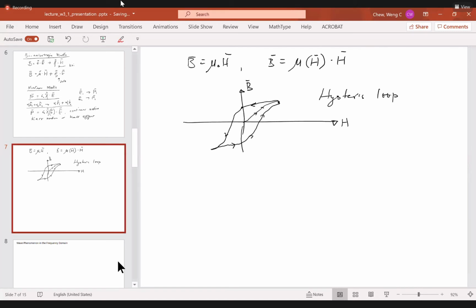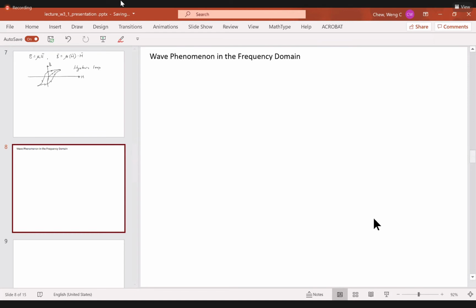Well, if no questions, then let's look at wave phenomenon in the frequency domain. We have seen the wave phenomenon in free space, in vacuum. But then we show that when we have material media, we can describe the material media with an epsilon, which is just something like this.